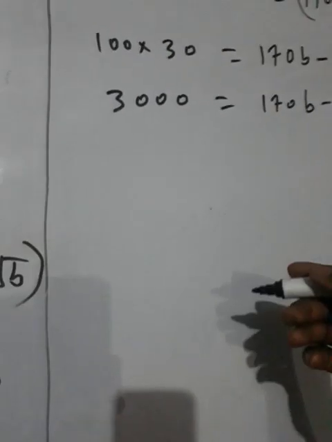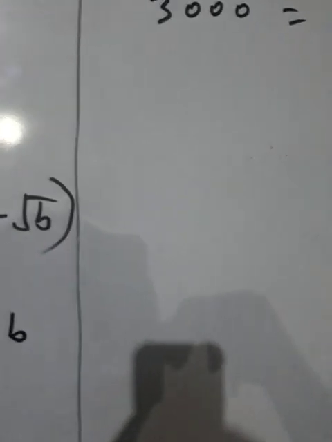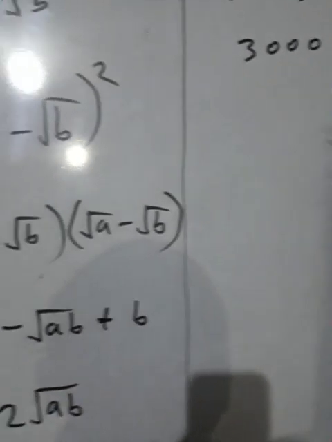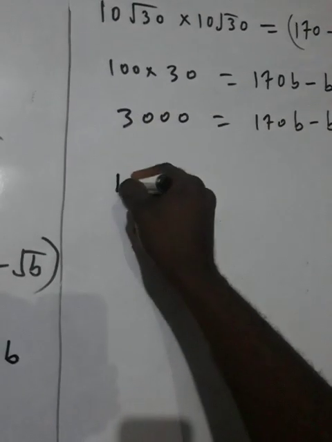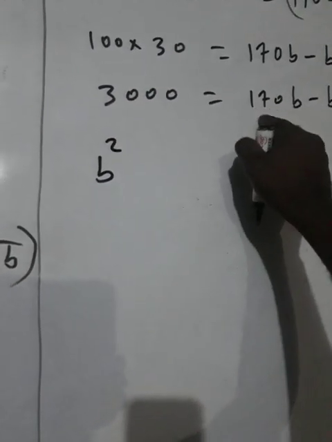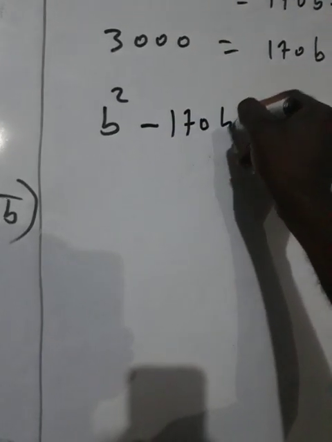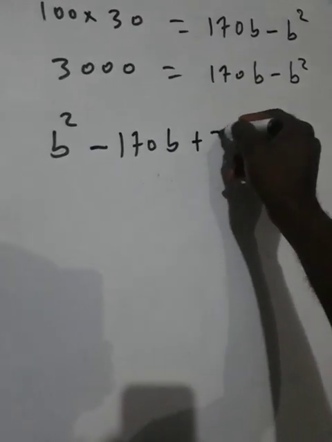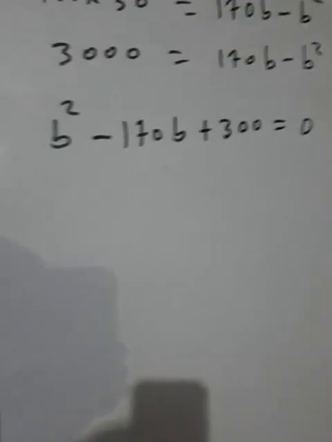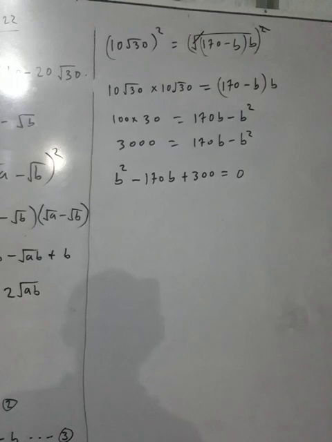So rearrange to form a quadratic equation. Bring the terms of this to the left hand side, equating the equation to 0. Minus b squared coming to the left hand side will give us b squared, plus 170b coming to the left hand side will give us minus 170b. This is not moving, it's already on the left hand side, so it's still plus 3000 equals 0. This is a quadratic equation. What we now do is we factorize.